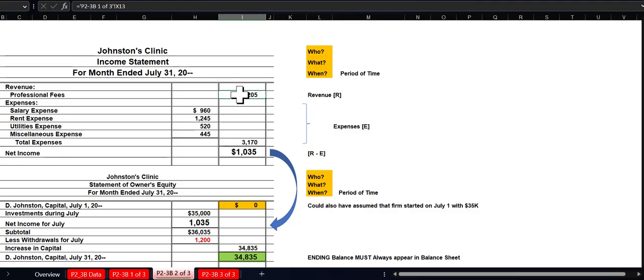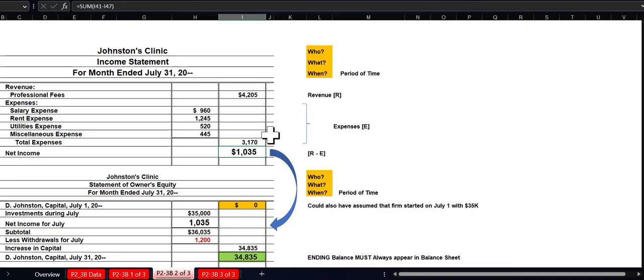So this is my revenue. These are my expenses that I'm going to be adding, and then the total is going to be subtracted from the revenue in order to get to the net income. So revenue minus expenses equals net profit or net income.